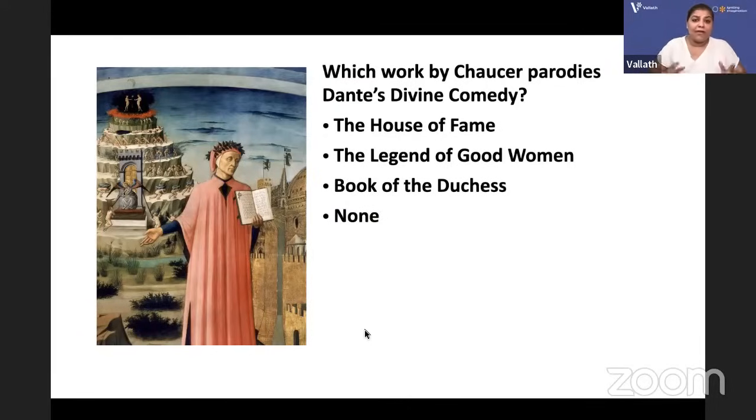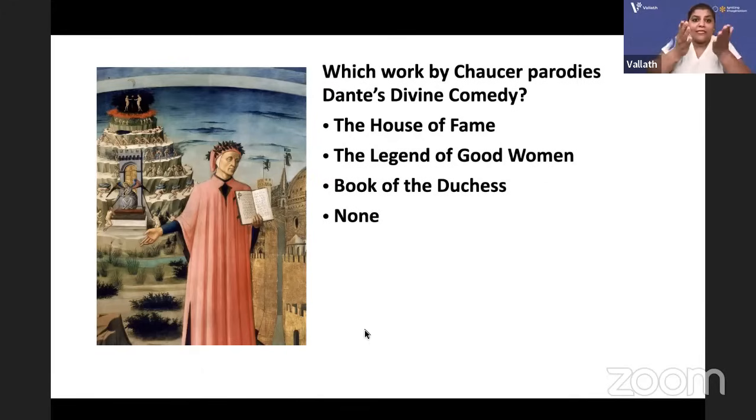First, in the House of Fame, the dreamer goes to a temple made of glass. From the temple made of glass, he is emerging into a desert. From the desert, he is carried off by an eagle to a tower of ice.